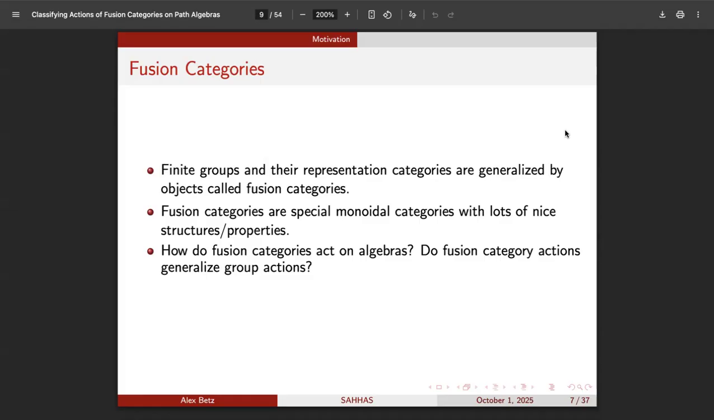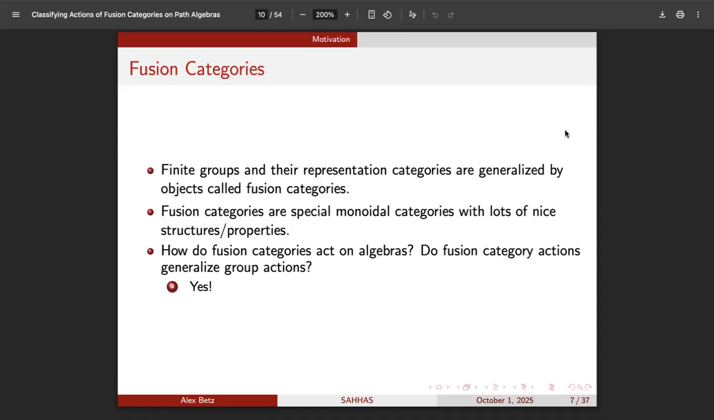And so the questions I propose are: one, how can a fusion category act on an algebra, right? Somehow you have a categorical dimension mismatch. You have a category acting on an algebra. This doesn't match up properly, so you need to do something. And if fusion categories are what I claim they are, generalizations of finite groups and their representation categories, do these fusion category actions on algebras generalize regular group actions? Obviously, I'm giving this talk right now, so the answer is yes. But we'll see over the next chunk of time why, right? That's going to be the question.